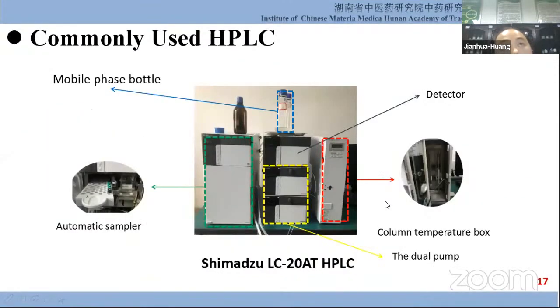Okay, this is another piece of equipment in our library, also a different model. For example, these are the mobile phase bottles, here is the automatic sampler, and here are the pump and the temperature control. And you can also see the column temperature box, and the detector is listed in this part.